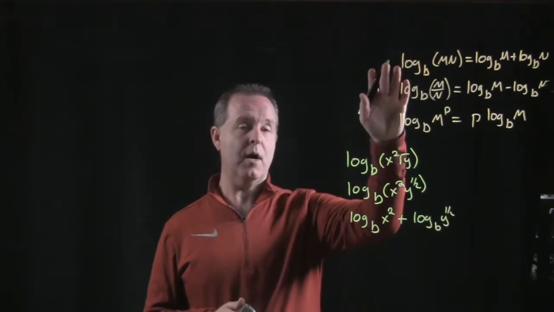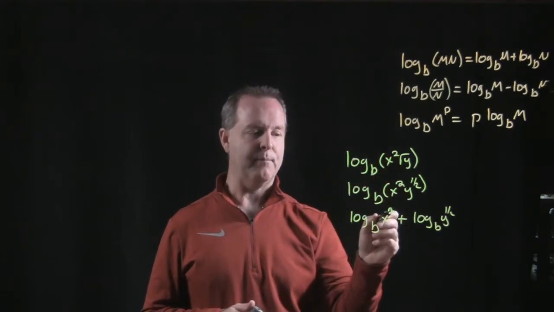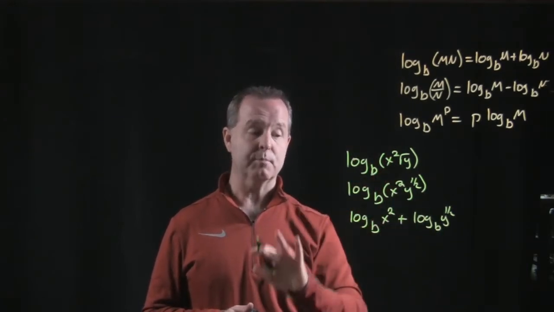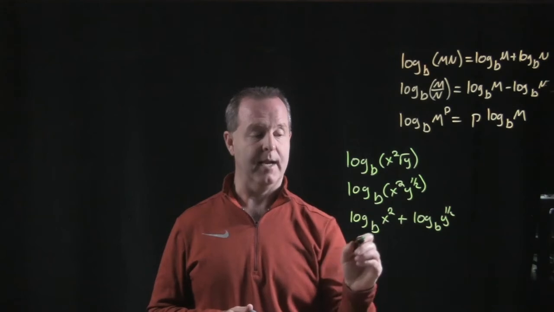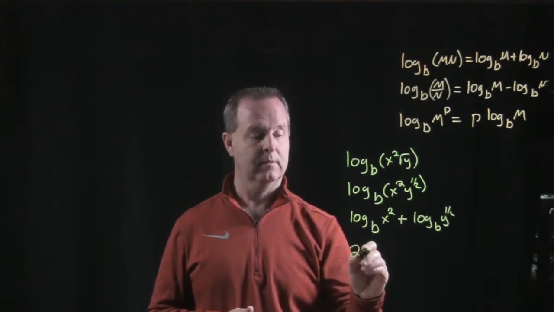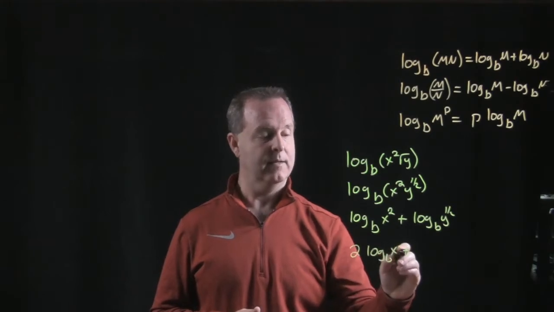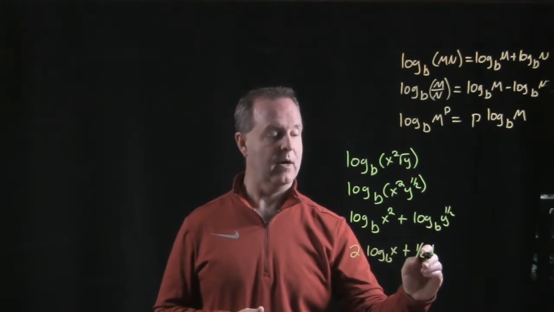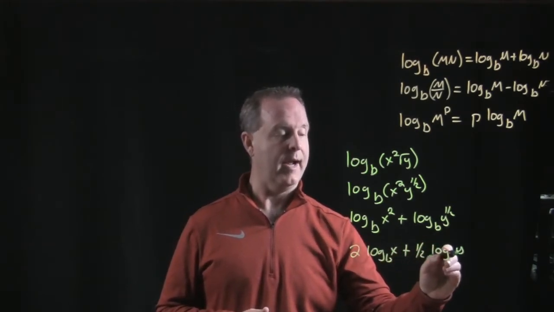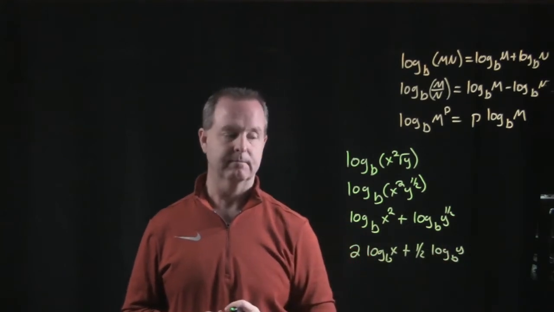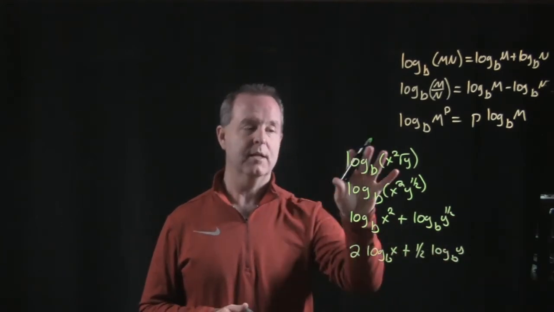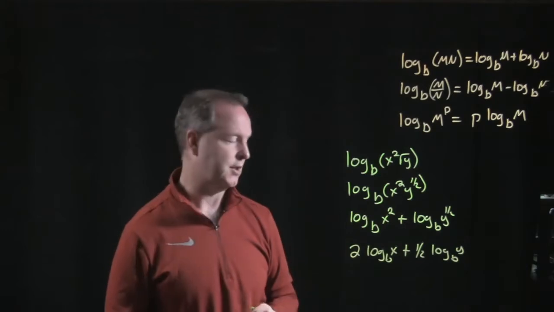So I was able to use a product rule. Now I have powers involved, so I can pull those powers out. So this will drop down. So I can have 2 log of x base b plus 1/2 the log of y in base b. So there's the expansion of this initial logarithmic expression.